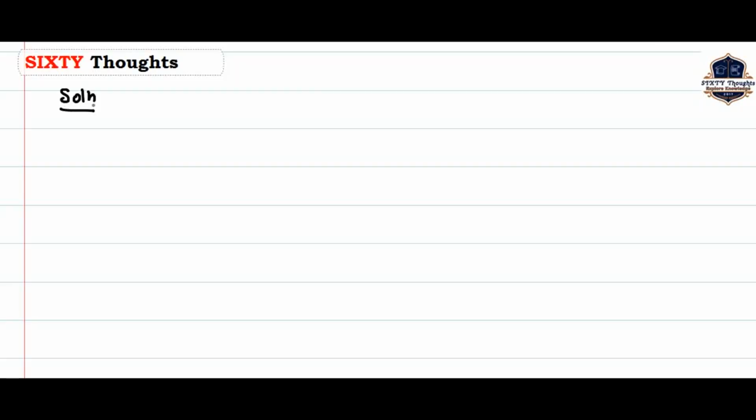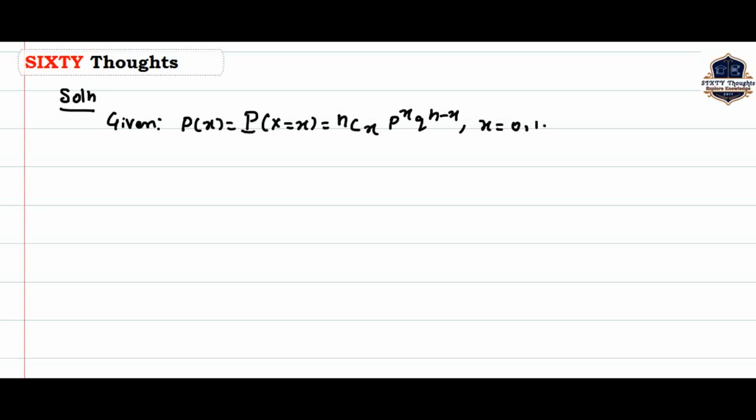Okay, solution. What is given? The given statement is binomial distributions. So we know the binomial distribution: the probability of capital X equal to small x is nCx p^x q^(n-x), where x varies over the set of all non-negative integers, that is 0, 1, 2 up to n.